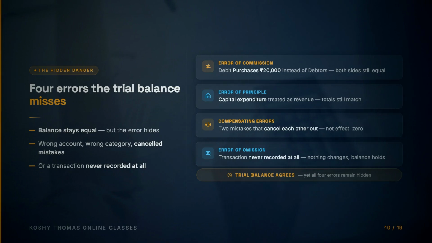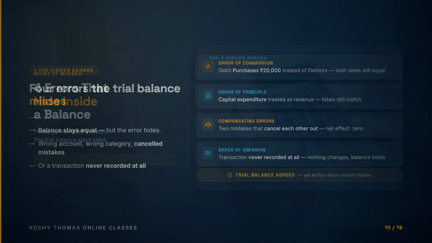Now the more important lesson: errors it does not catch. Picture this. You sold goods worth 20,000 Indian rupees to a customer. But you debited purchases instead of debtors. Debit side, 20,000 Indian rupees. Credit side, 20,000 Indian rupees. Both columns still agree. Trial balance balances perfectly. But the account is completely wrong. This is called an error of commission. The trial balance has no idea.